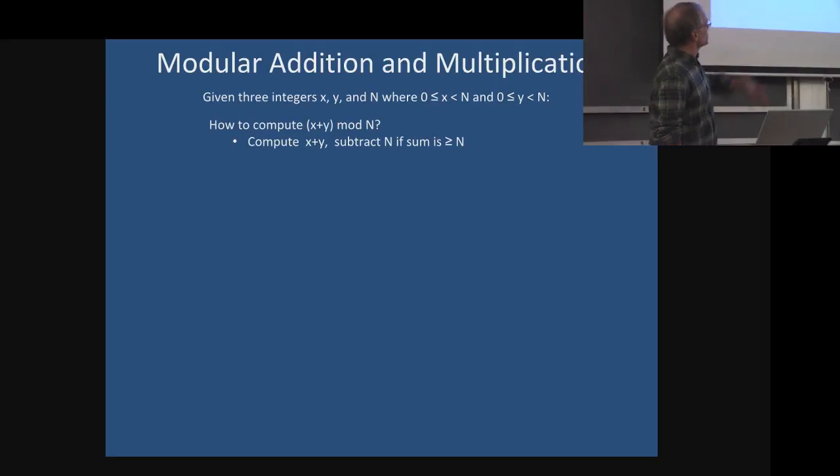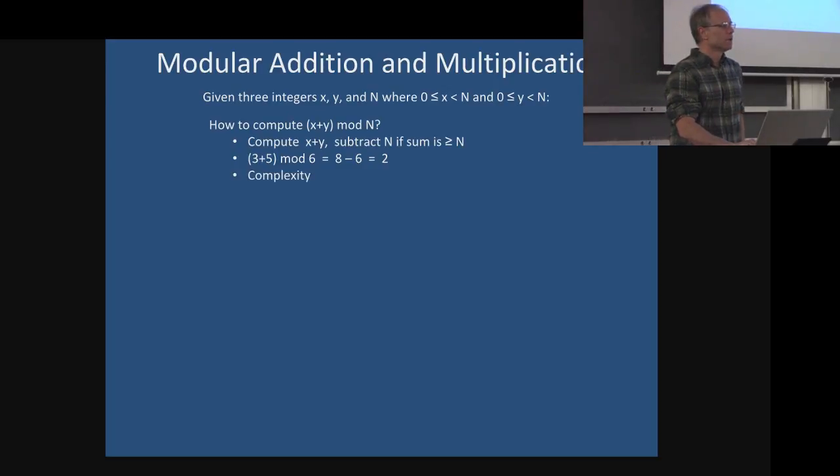If the sum is greater than or equal to n, you have to do a single subtraction. So that's preferable to the division, because division is more complex. So for example, 3 plus 5 mod 6 is 8 minus 6, which is 2. What would be the complexity of this? An addition and a subtraction.